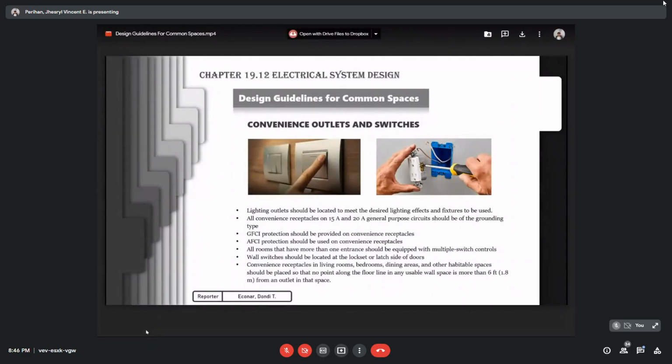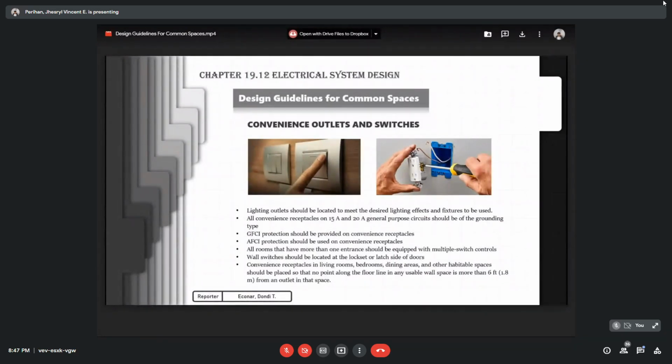All convenience receptacles on 15 ampere and 20 ampere general purpose circuits should be of the grounding type, minimizing the hazard of shock from short circuits. A ground fault circuit interrupter can help prevent electrocution, thus it should be provided on convenience receptacles. AFCI protection, or arc fault circuit interrupter, is a device intended to protect against the effects of arc faults by recognizing characteristics unique to arcing and then de-energizing the circuit when it detects an arc fault. Thus, it should be used on convenience receptacles. All rooms that have more than one entrance should be equipped with multiple switch controls.